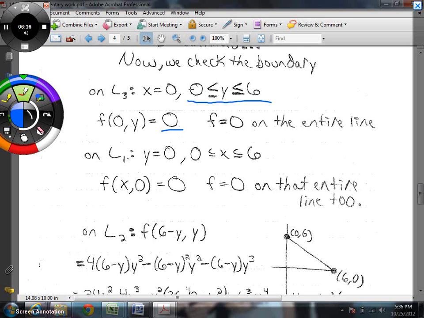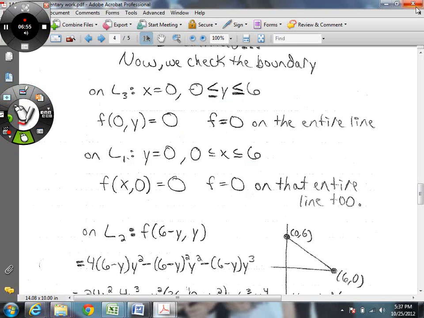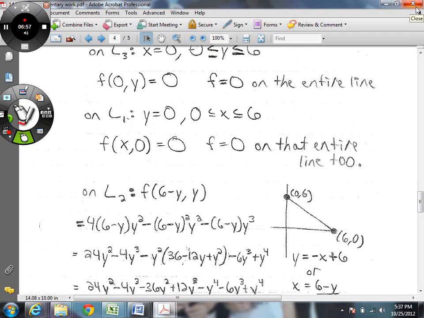And then similarly on L1, same thing. If you notice, the y is always 0, and the x can vary from 0 to 6, but it doesn't really matter because you plug it in, you end up getting 0 on that whole line too. So the only one that's a little bit interesting then is that sort of diagonal looking line.